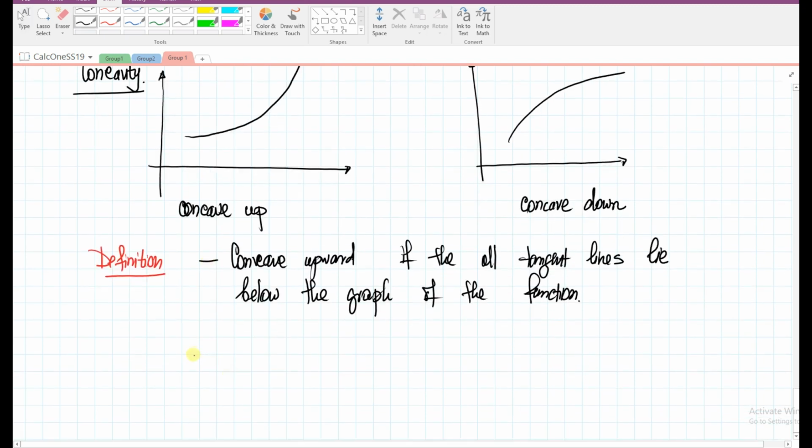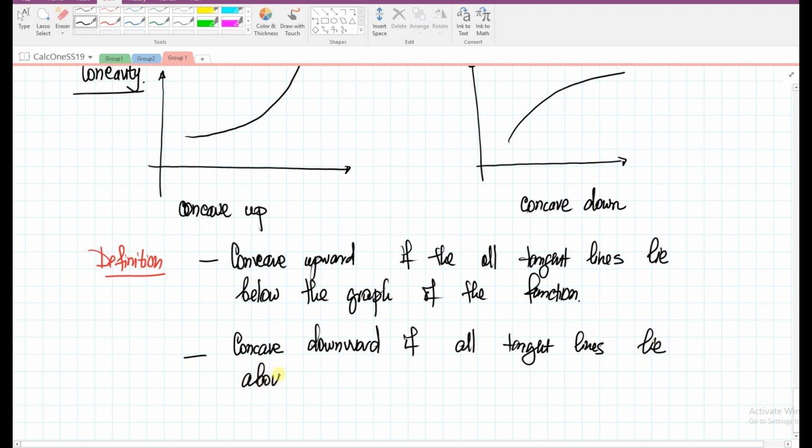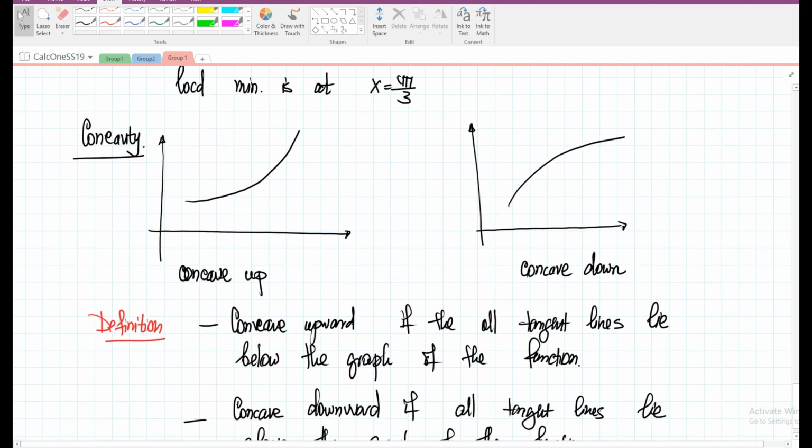And concave downward if all tangent lines lie above the graph of the function. So there is a reason why we're defining this.